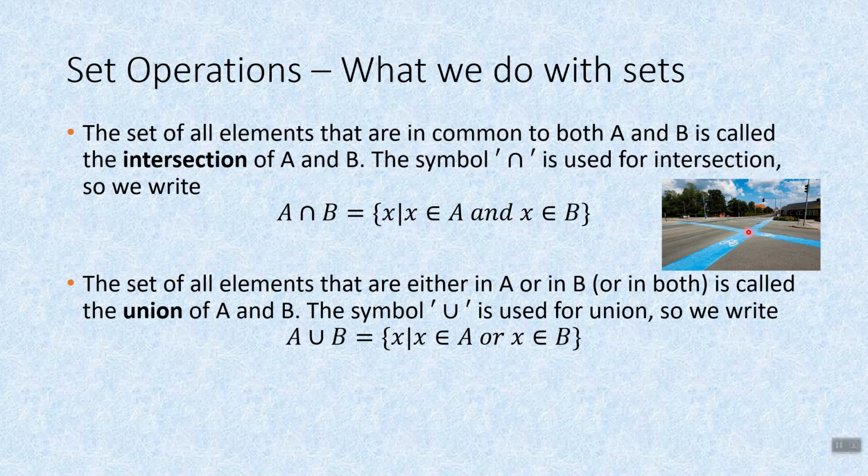The set of all elements that are either in A or in B or both is called the union of A and B. The right side up horseshoe, right, holding all the good luck. The U symbol is used for union. There's no tail on it. It's not actually a U. So we write A union B is equal to the set of all x such that x is an element of A or x is an element of B.